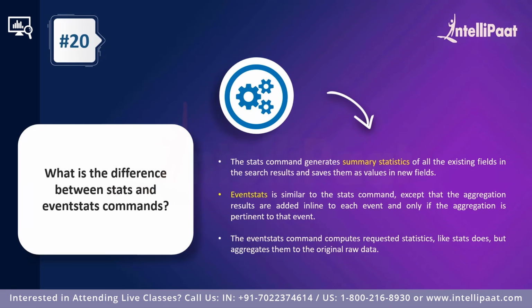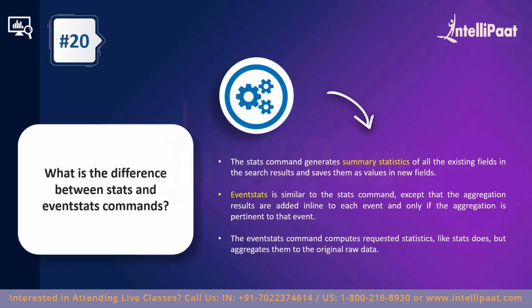And then coming to the 20th question, it states, what is the difference between stats and eventstats commands, right? So the stats command, as we already checked out, will give you the summary statistics of all of the existing fields in the search results, and it ensures that we can save them as values in new fields as required as well. But what is eventstats?